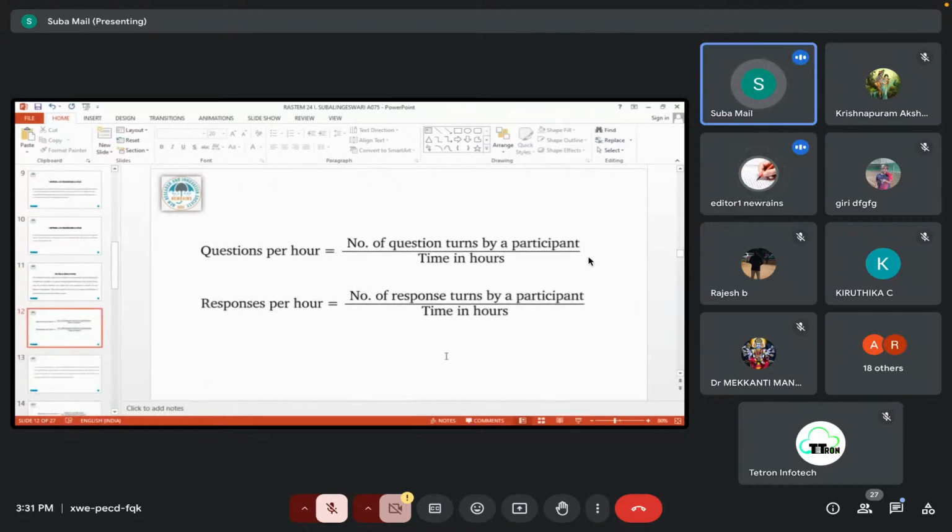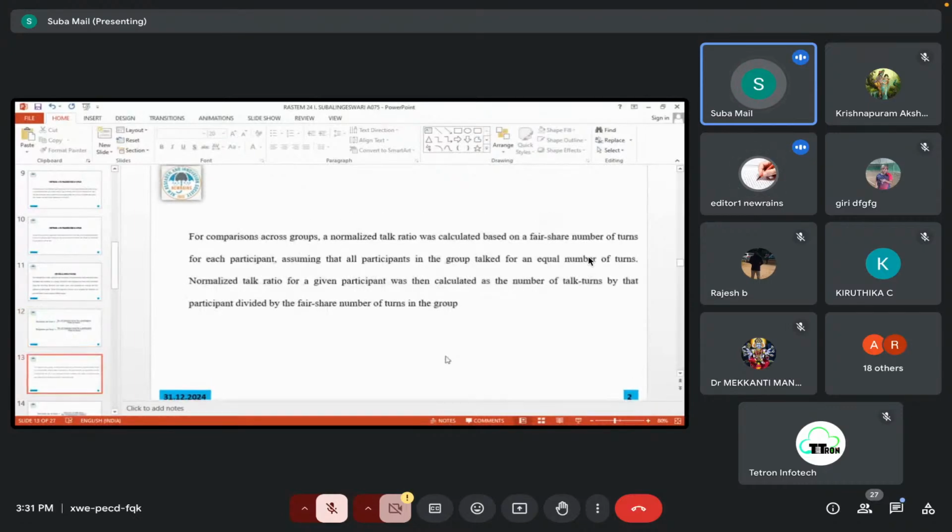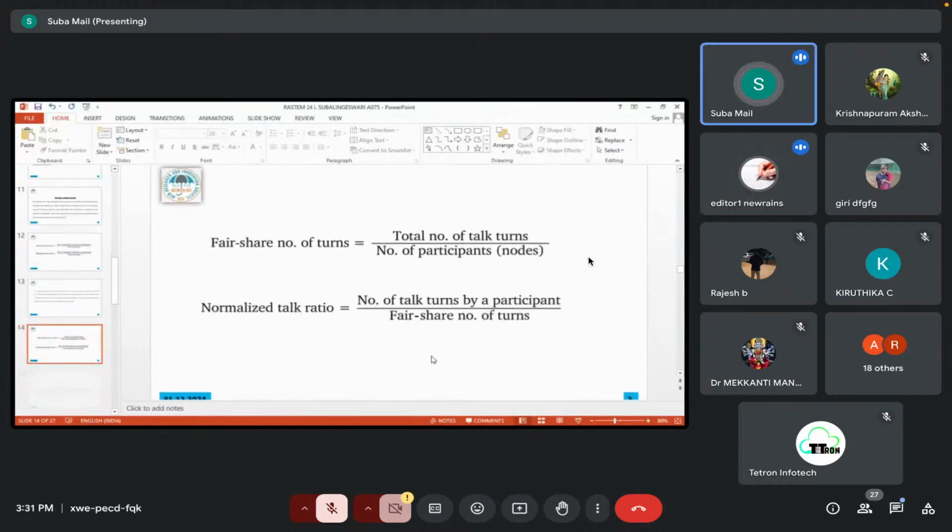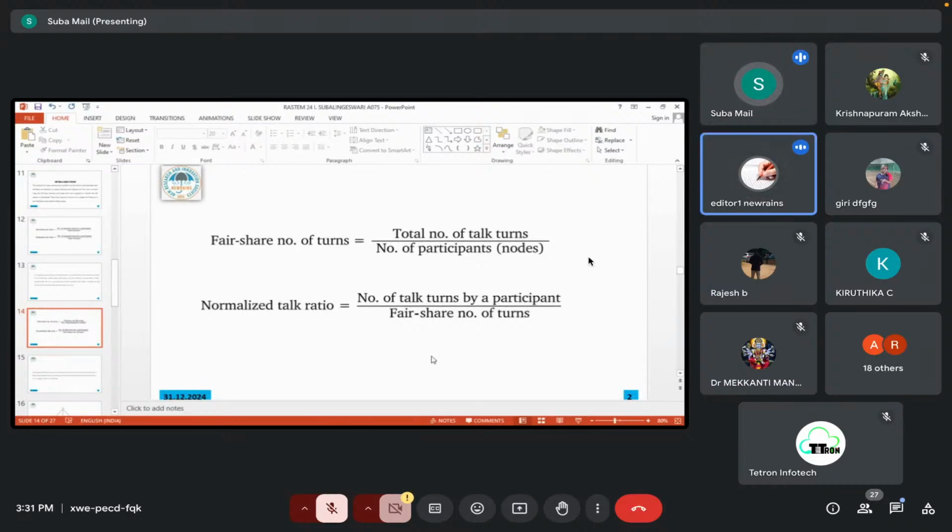The formulas are questions per hour, the number of question turns by a participant divided by time in hours, and likewise response per hour, the number of response turns by a participant divided by time in hours. For comparison across the groups, the normalized talk ratio was calculated based on the fair share number of turns for each participant, assuming that all participants in a group talked for an equal number of turns. The normalized talk ratio for a given participant was then calculated as the number of talk turns by that participant divided by the fair share number of turns in a group. The fair share number of turns is the total number of talk turns divided by the number of participants within the nodes.